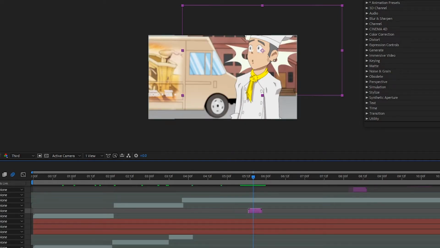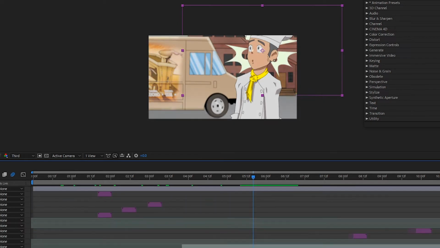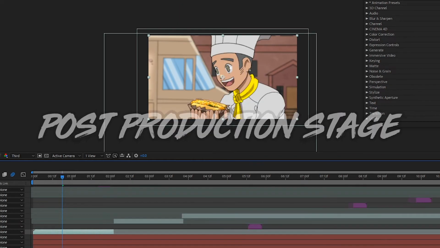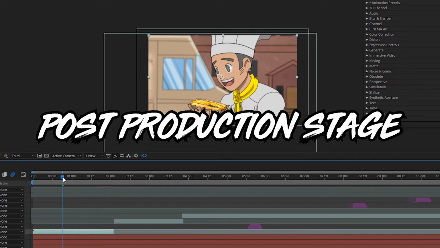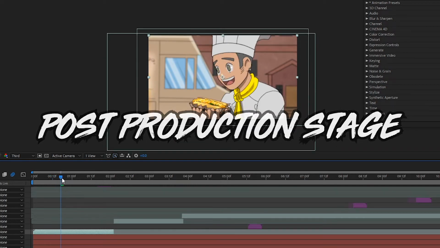Now when the production is done, all the cuts, scenes and backgrounds will be composited and edited on the post-production stage. This is where all the magic happens.